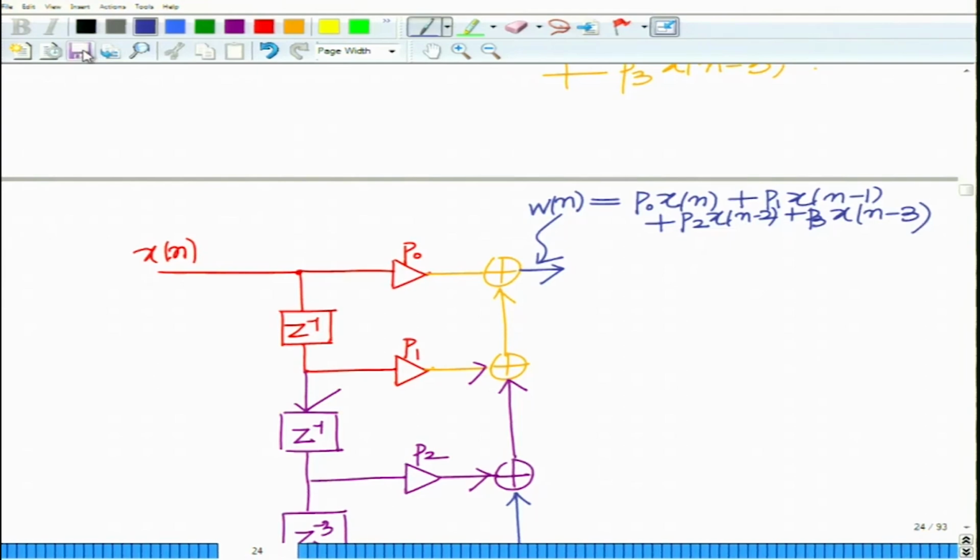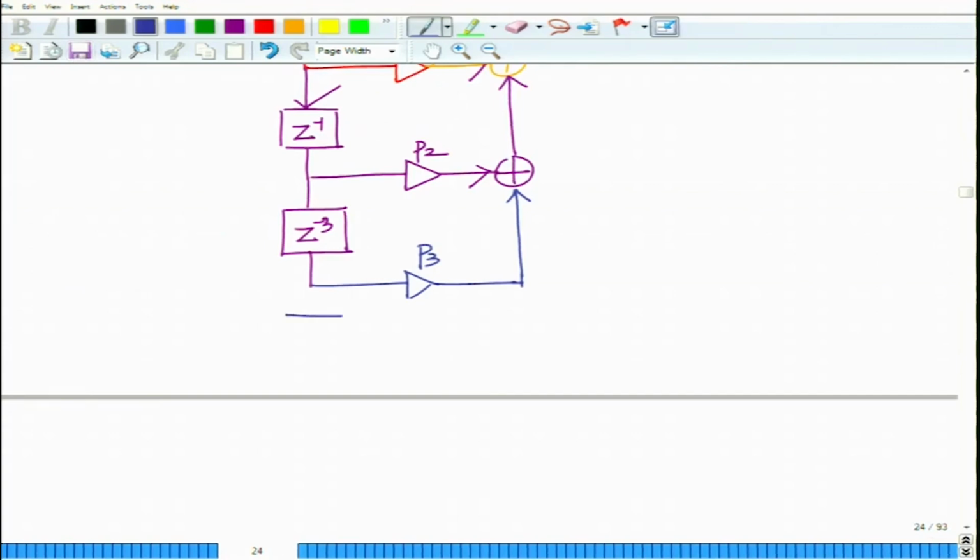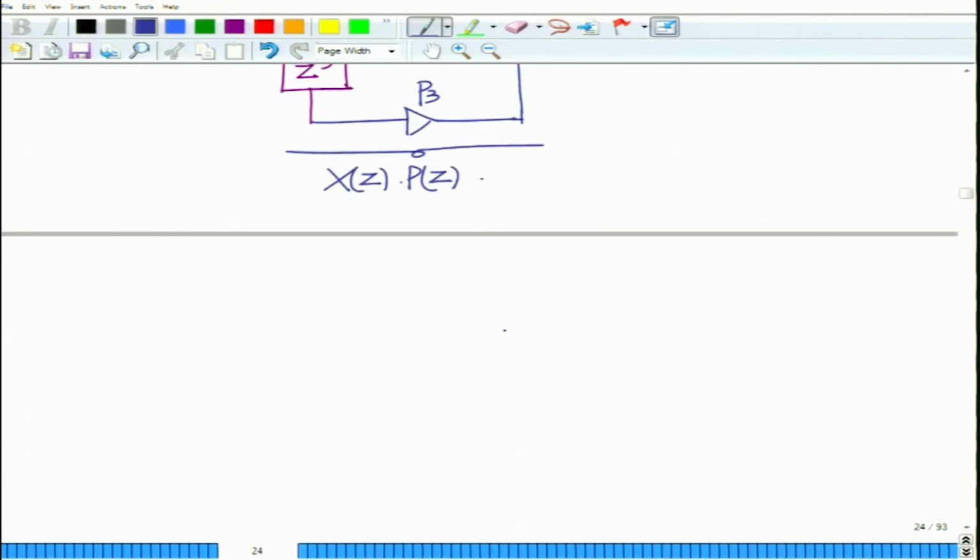Now, we come to the second part. So, this basically implements your X(z) into P(z). Now, we come to the next part, that is Y(z) equals W(z) divided by D(z).